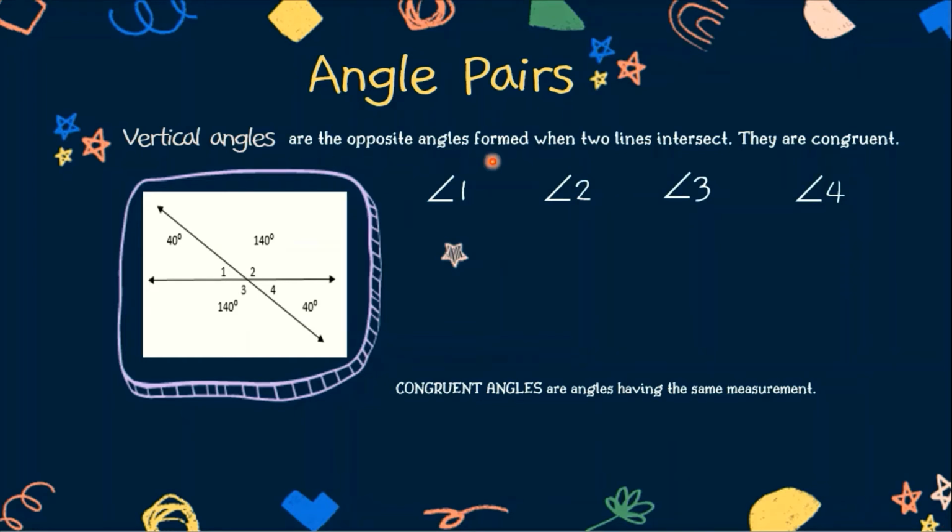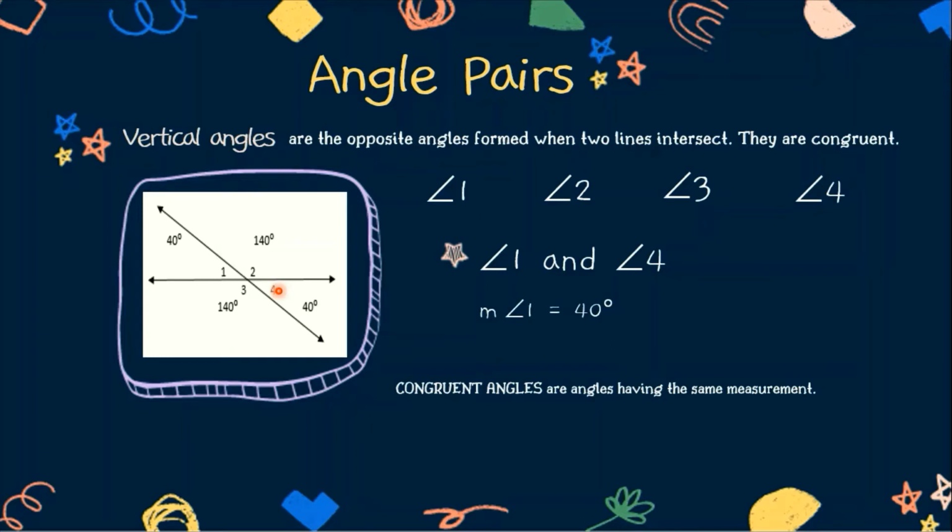According to its definition, vertical angles are opposite angles. So dito sa ating illustration na ito, when two lines intersect, angle 1 is opposite to angle 4. Angle 2 is opposite to angle 3. Ang una nating angle pair dito ay angle 1 and angle 4.